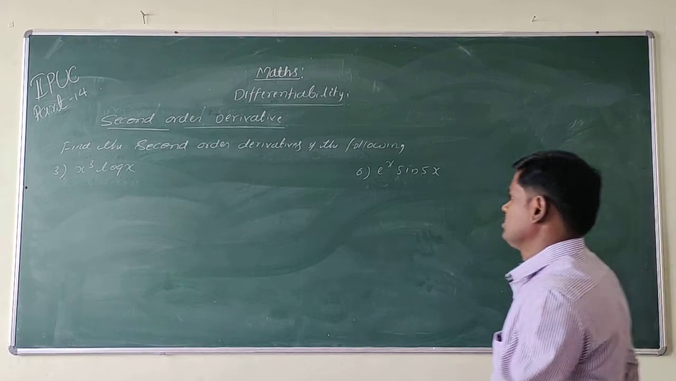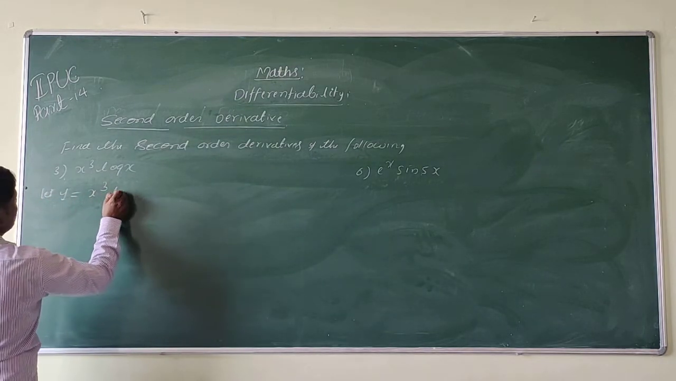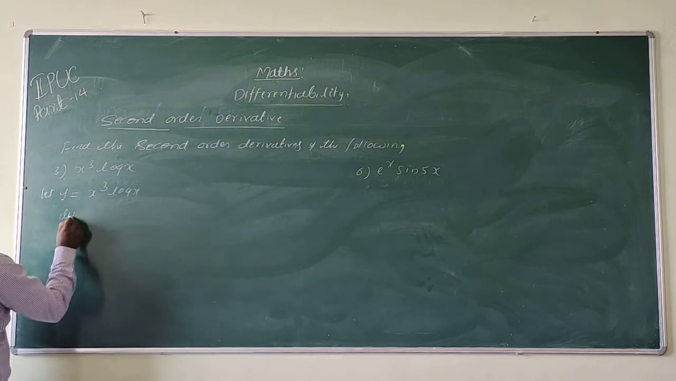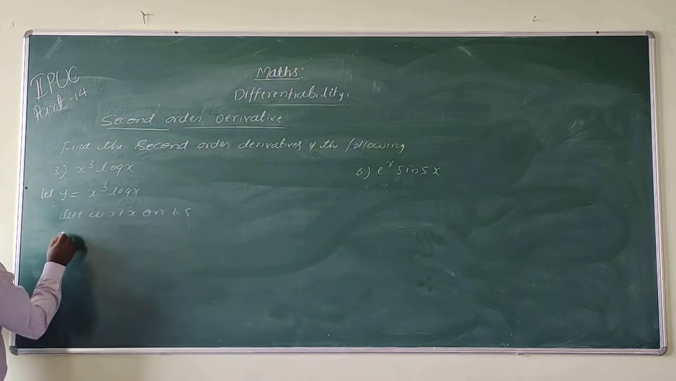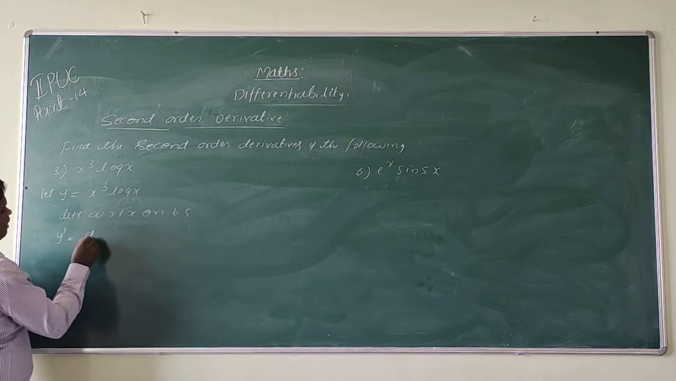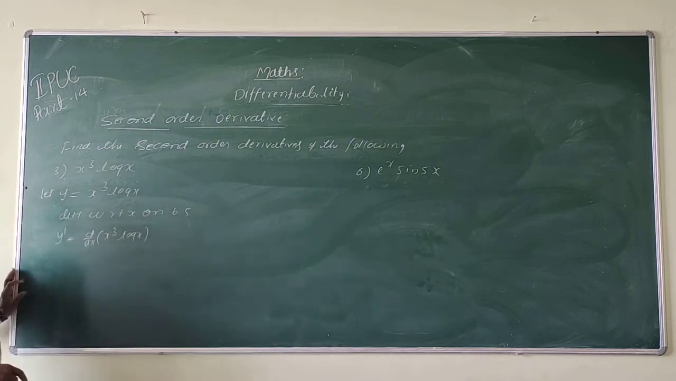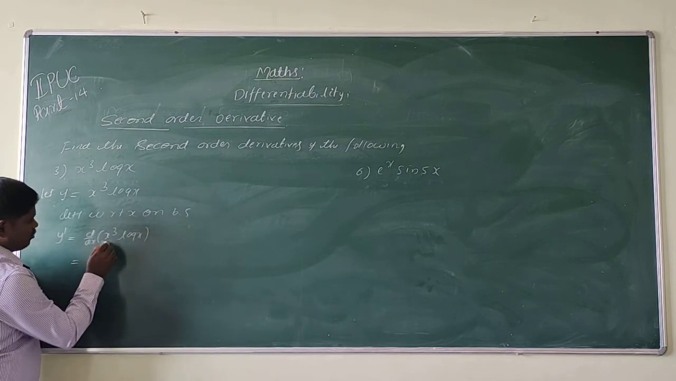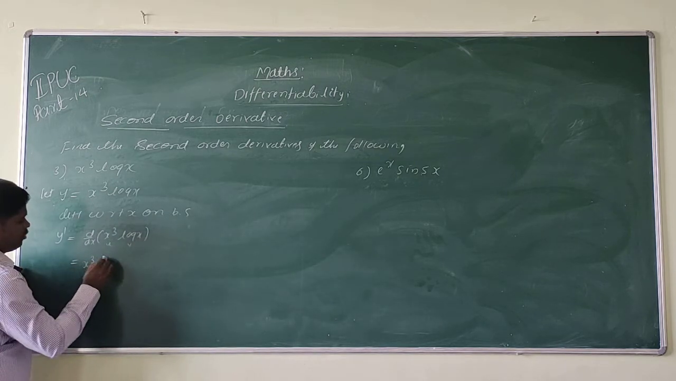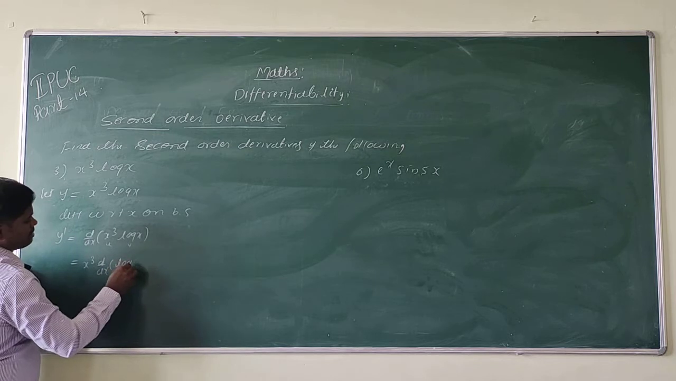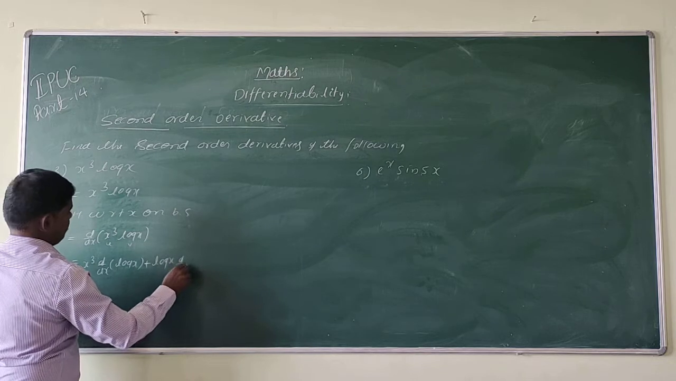So next problem. Let y is equal to x cube into log x. Okay. So differentiate with respect to x on both sides. So then we get y dash is equal to d by dx of x cube into log x. So by using the product rule, this can be written as first function u, second function v. So write it as u, that is x cube into d by dx of log x, plus log x into d by dx of x cube.